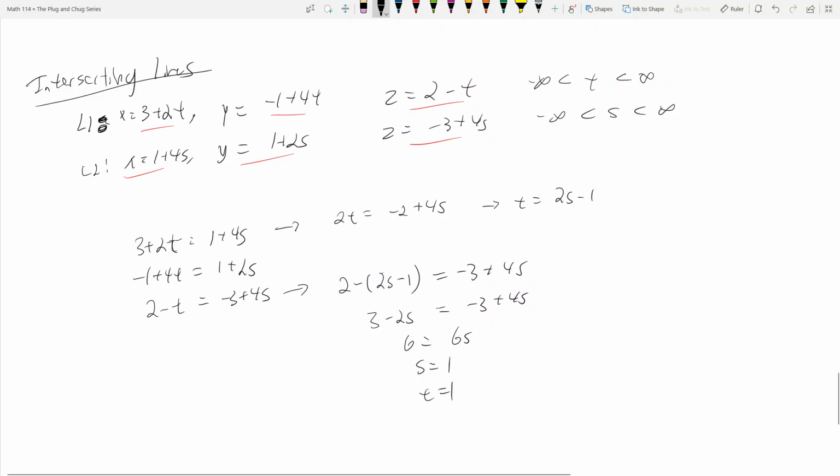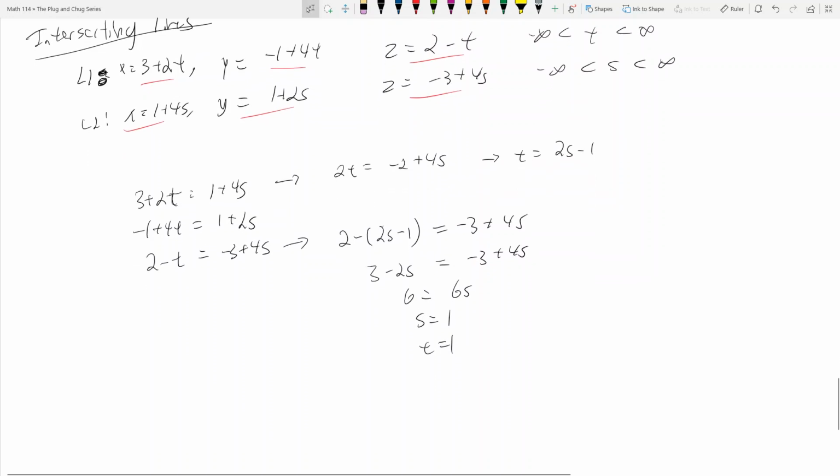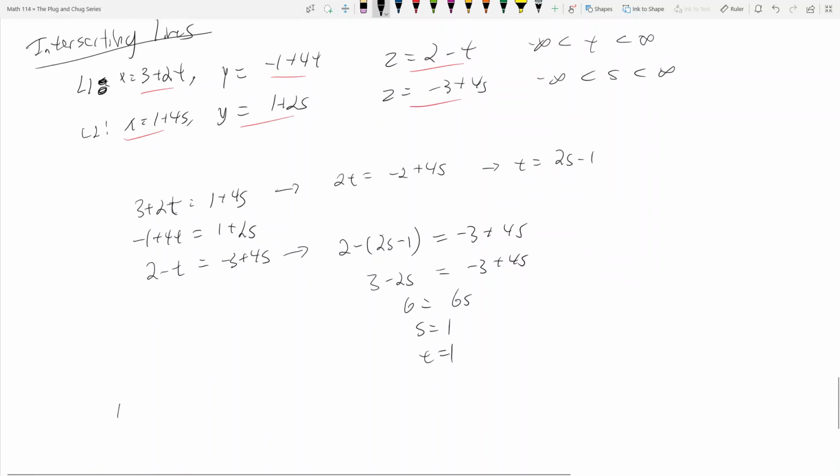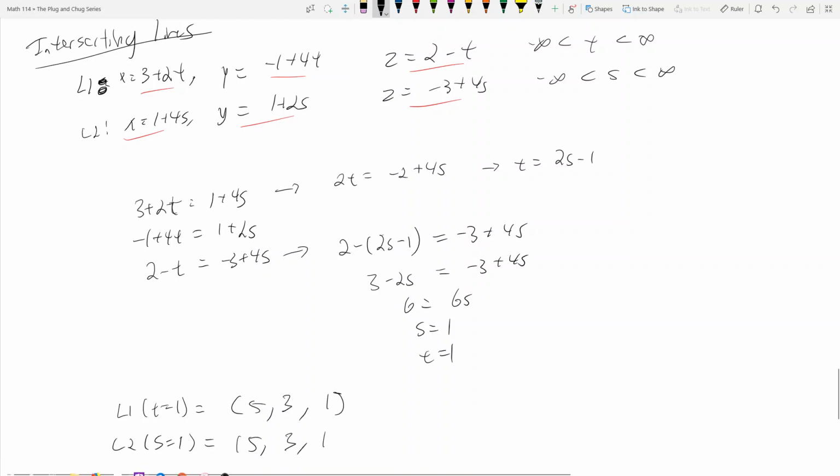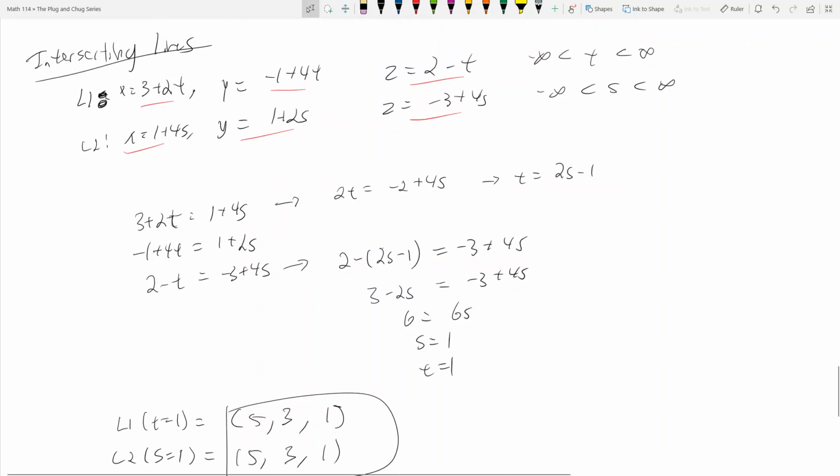Let's plug this back into either one of them, because s is 1 and t is 1. L1 evaluated at t equals 1 is 3 plus 2 is 5, negative 1 plus 4 is 3, 2 minus 1 is 1. Let's make sure of this with L2 at s equals 1: 1 plus 4 is 5, 1 plus 2 is 3, negative 3 plus 4 is 1. So these lines intersect, and the point of intersection is (5, 3, 1). Cool, nothing too hard.